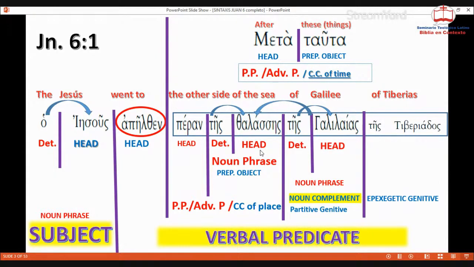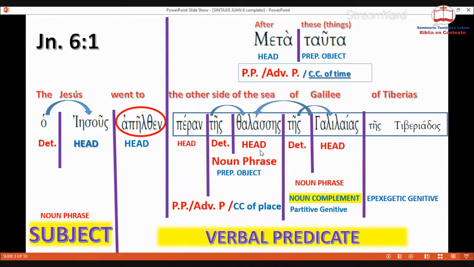What does epexegetic mean? Epexegetic means explanation. It is explaining where Galilea is, or what Galilea is related to geographically. I have to say that many manuscripts do not include tis Tiberiados of Tiberias. Many scholars say that the reason was because there is a kind of ambiguity between those two genitives. In order to break the ambiguity, they decided to get rid of it.